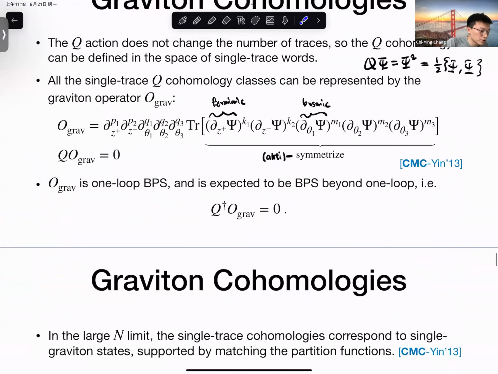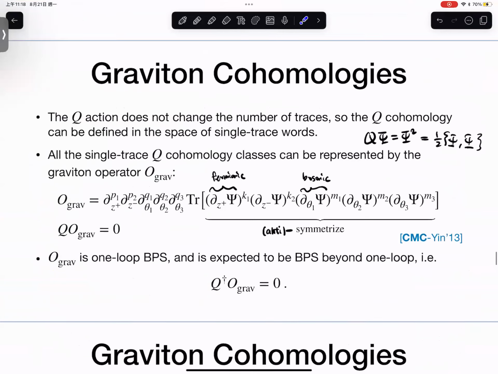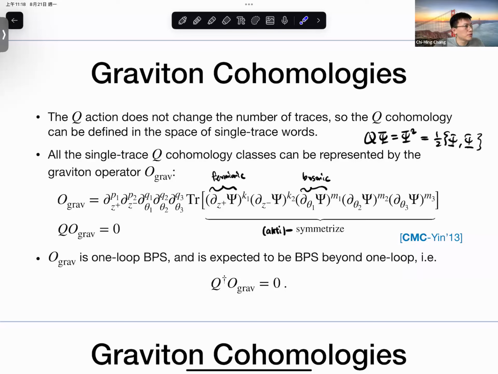Sorry, perhaps a silly question, but in your O-grav, once I act Q on it, it's true that it becomes psi squared, but there are also these derivatives outside, right? Why don't they act on the new psi? The derivatives inside, there's only one derivative per psi, but there are also these outside derivatives. Yes, you are right. Let me try to see what happened.